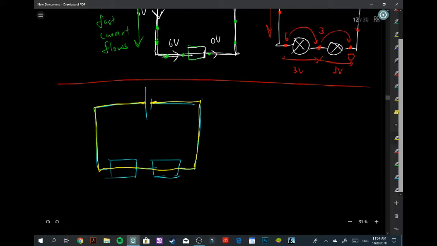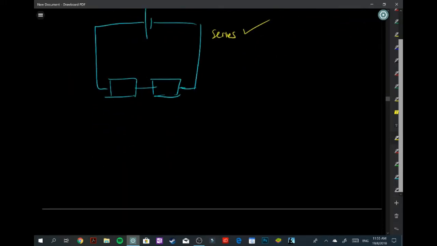A series circuit is not judged by how it looks, but in fact by whether the circuit splits up during the entire process of going from the positive terminal to the negative terminal. In this case it doesn't split up. This is a series circuit because it doesn't split up. Now, an example of a parallel circuit will be something like this.